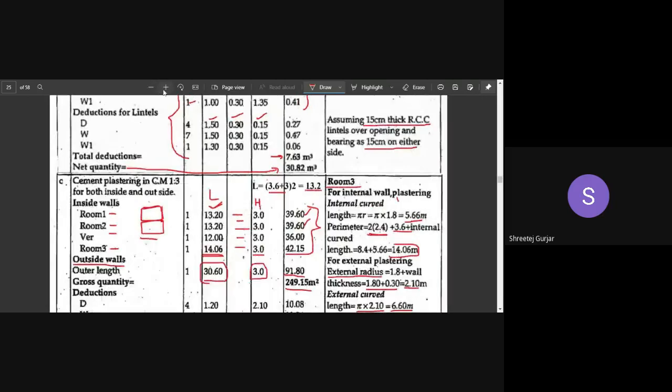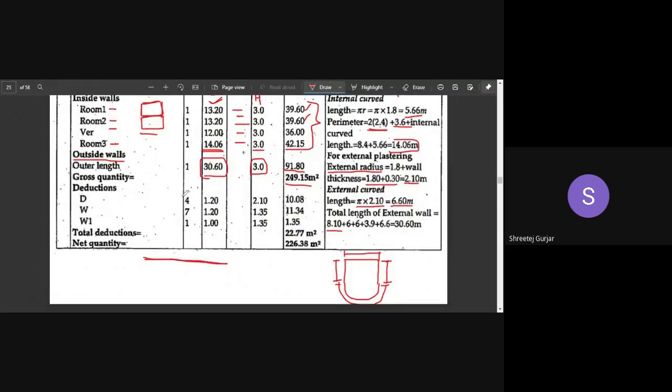Now moving on to deductions. For door D, I have told you 4 in number, then 7 in number, and 1 in number. And this is the size of my openings, which is given in the schedule.